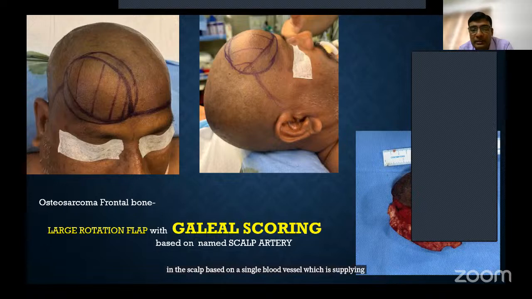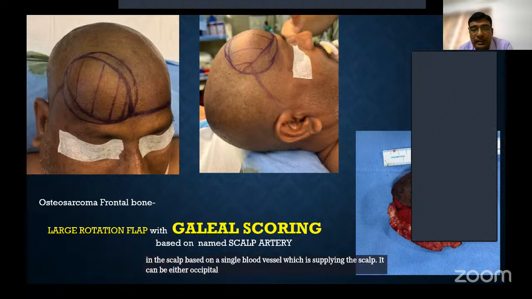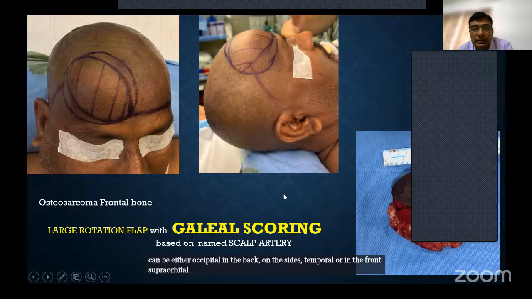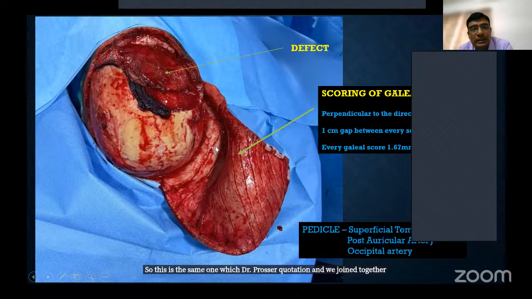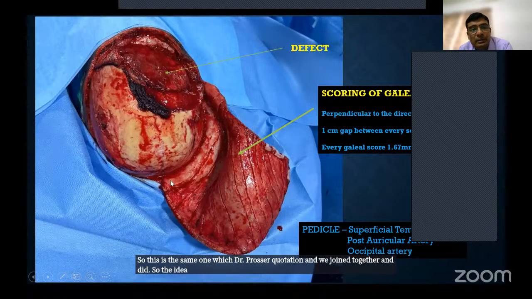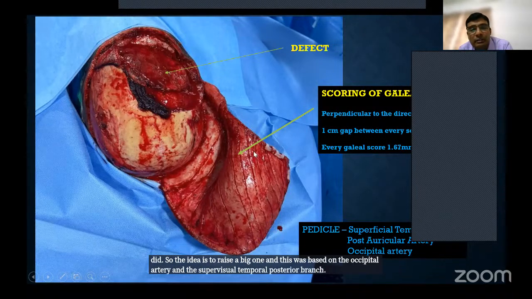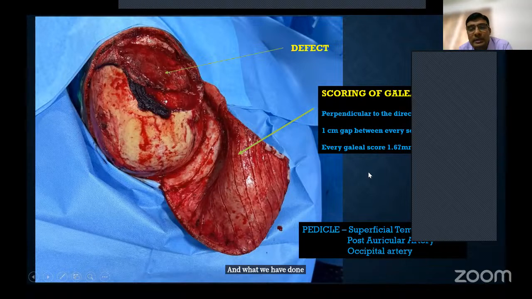It can be occipital, in the back, temporal, on the sides, or in the front, supraorbital or supratrochlear. This is the same one which Professor Kodishwaran and I joined together and did. The idea is to raise a big flap, and this was based on the occipital artery and the posterior branch of the superficial temporal. What we have done is the scoring. Scoring is basically done perpendicular to the direction in which you want the skin to move.